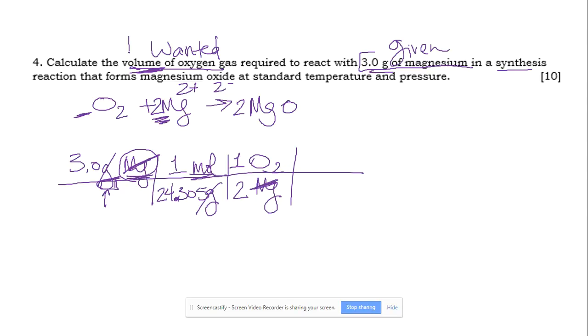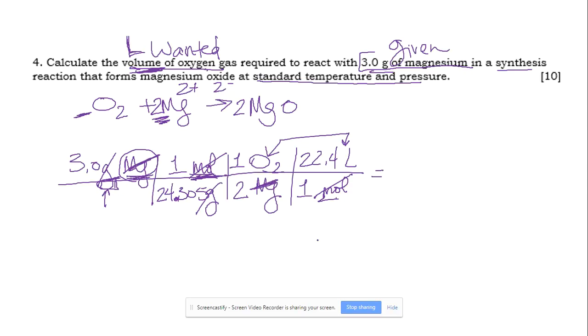We measure volume in liters. So I'm going to get rid of my moles by putting it on the bottom. Moles on the top and moles on the bottom are going to cancel out. I want to turn my moles into liters. I know that there are 22.4 liters in 1 mole of an ideal gas at STP, and we are assuming, according to our question, standard temperature and pressure, or STP. I look at my labels. All I have left are oxygen and liters. Liters are volume. Oxygen gas is exactly what we want.